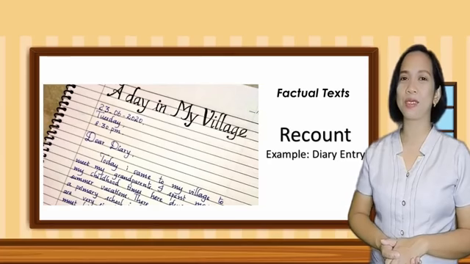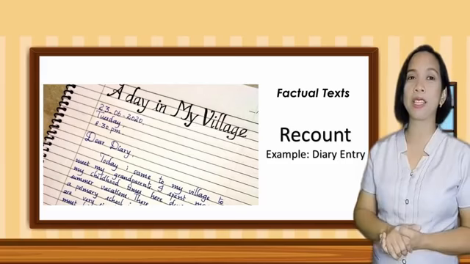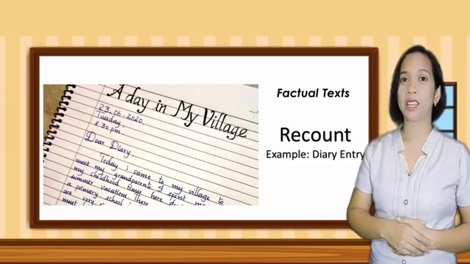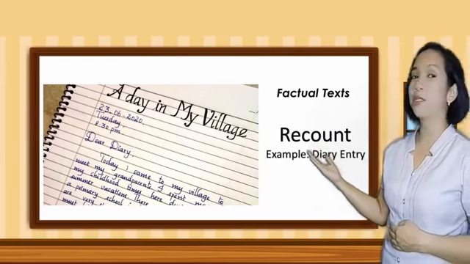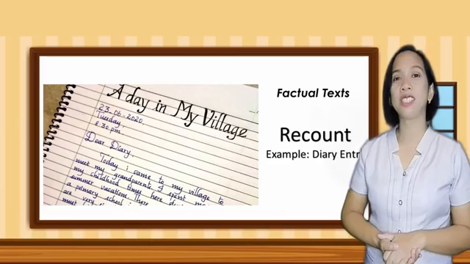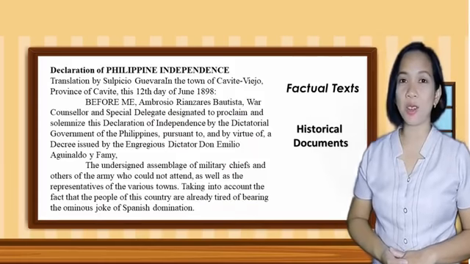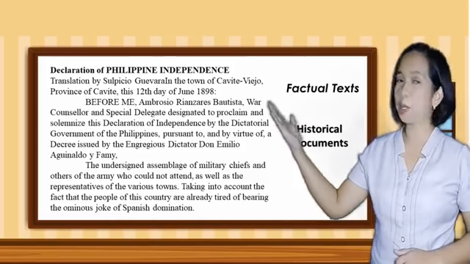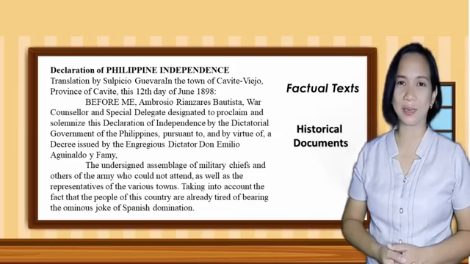Next, we have recount. The writer tells what happened in the past by recounting the series of events. We have here a diary entry wherein the writer shares her day in the village. Historical documents are also considered as factual text. Example, the Declaration of Philippine Independence.